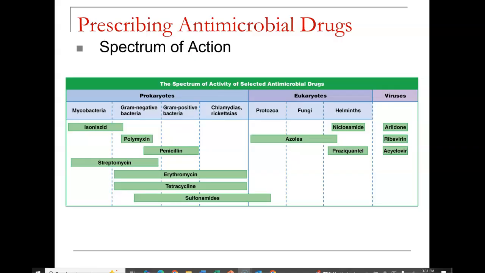So here's one of our visuals that we can look at to see which ones are going to be most effective. Notice how erythromycin and tetracycline and the sulfonamides are going to be the ones that are actually going to be more of a broad spectrum. We have polymyxin. We have, let's see, some of the smaller ones that are going to come in, and they're only going to affect a small range of different types of bacteria or microorganisms.